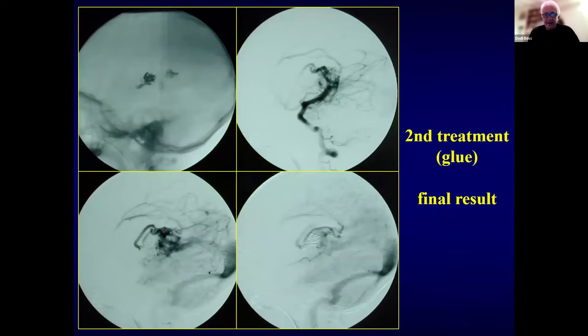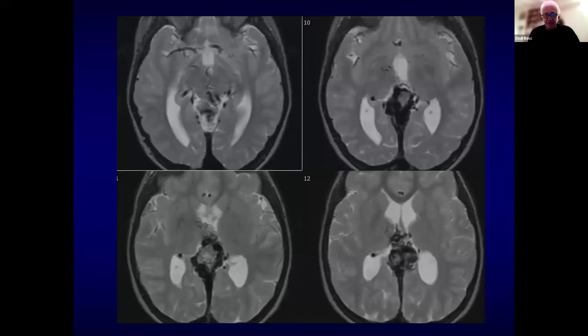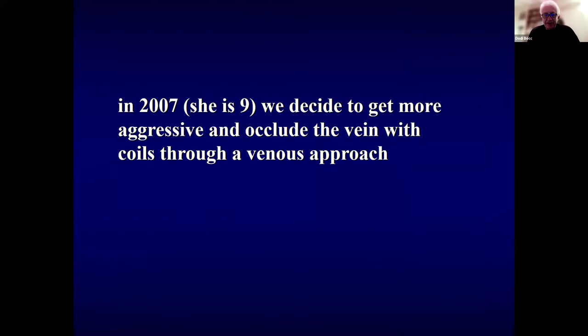So again, glad about it. Here she is at 6 years, growing perfectly well. At 9 years, we do a follow-up. Now we are in 2007, and of course there is the residual malformation. She's now 9, and we decide to get more aggressive.